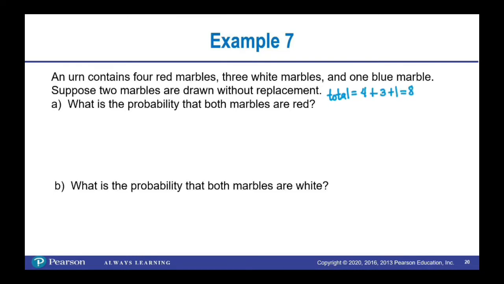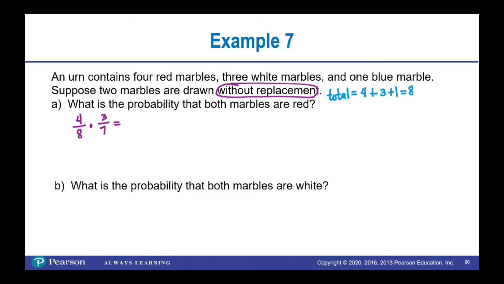We have a total of 8 marbles: 4 red plus 3 white plus 1 blue. The probability that we draw a first marble red is 4 out of 8. Multiply. We took out a red marble without replacing it, so that leaves us with 3 red marbles, and we have 7 marbles left because we took out a marble and didn't replace it.